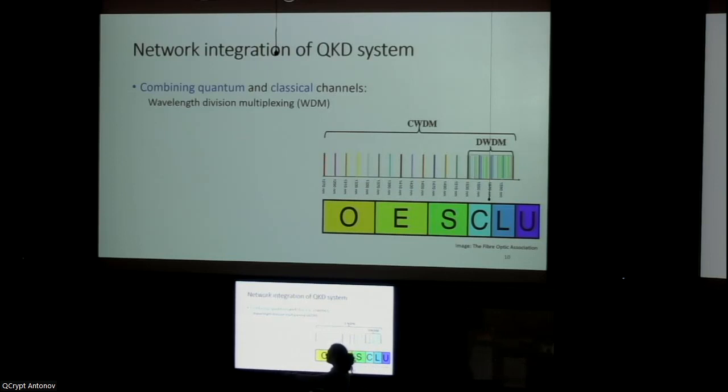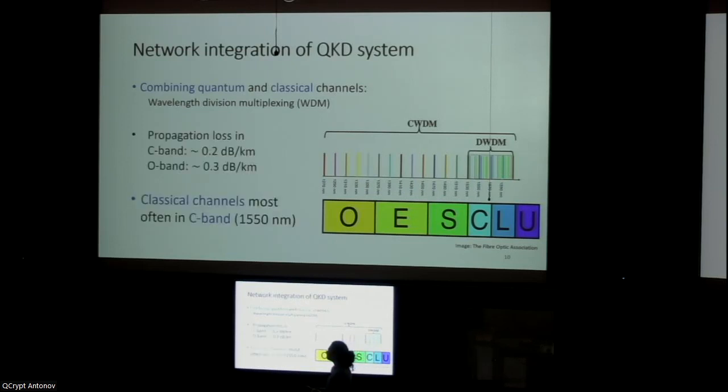The most common bands are the C band and the O band, due to their low propagation loss. Just to mention, in the C-band, one would have around 0.2 dB per kilometer of propagation loss, whereas in the O-band, this would be more like 0.3. Actually, classical channels are most often placed in the C, maybe even L band. So now the idea would be to place your quantum channel in one of these bands and then leave the classical channels where they are. Like this, you only have to occupy one predefined channel instead of having a complete fiber for yourself.